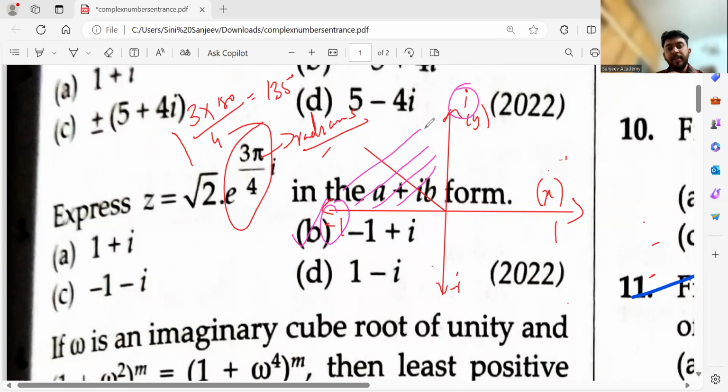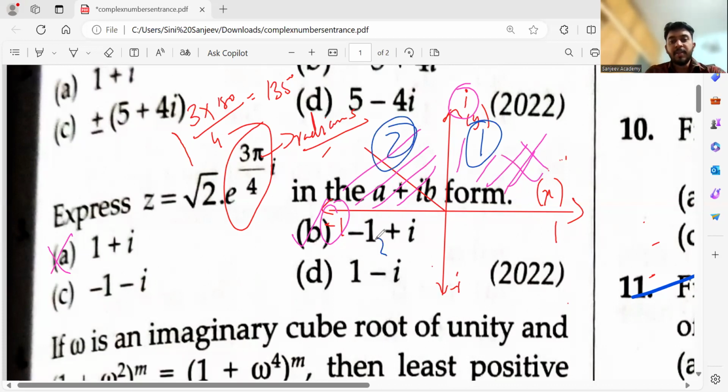Second quadrant, what is coming? i is coming and minus 1 is coming. That's all. Suppose it is in the first quadrant, it is 1 plus i. Here anyway, it is not 1 plus i. Minus 1 minus i will come in which quadrant? Third quadrant. This is my first quadrant. This is my second quadrant. This is my third quadrant. This is my fourth quadrant.